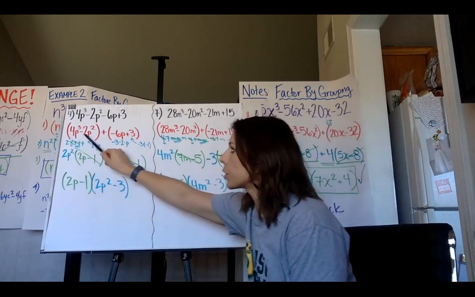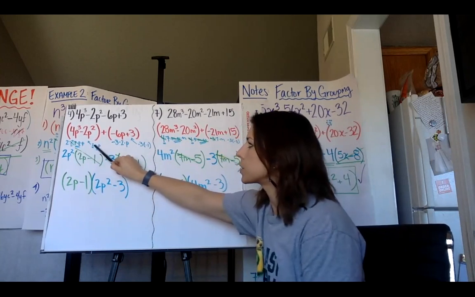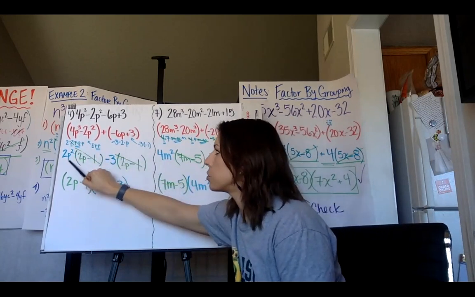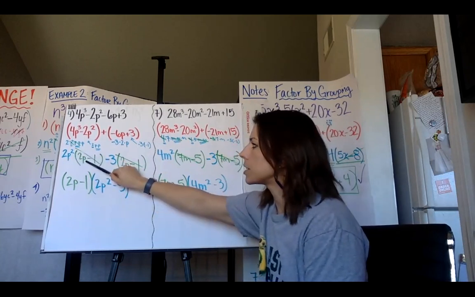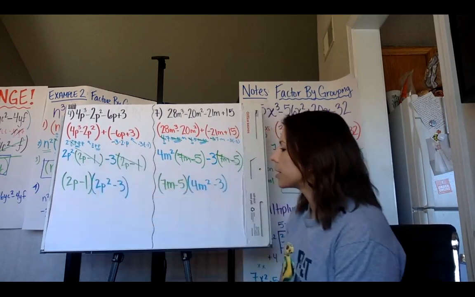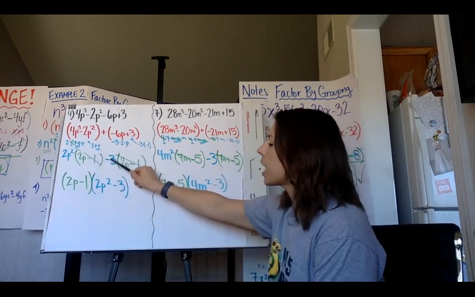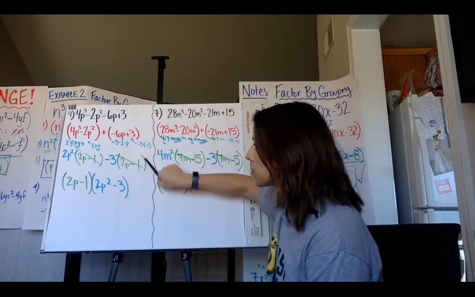So over here with 4 and 2, I know 2 goes into both of them, and they both have p squared in common. So when I factor out 2p squared, that leaves me with 2p minus 1. Because 2p squared times 2p is 4p cubed. 2p squared times 1 is 2p squared. Over here, I had to factor out a negative 3 because if I don't factor out negative 3, then this will not be the same.